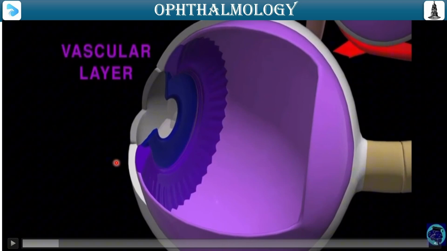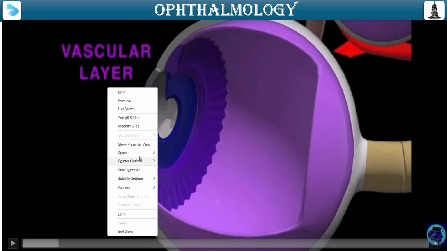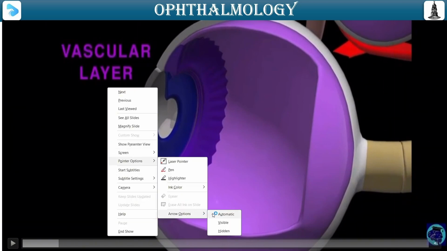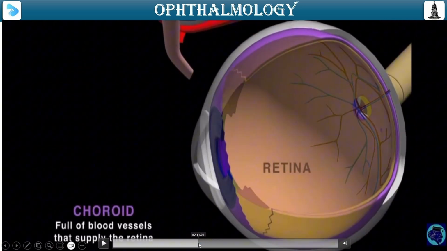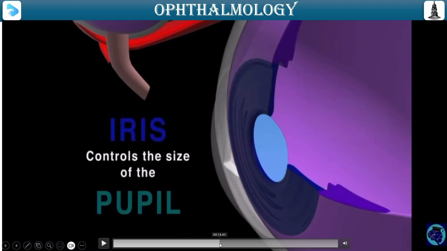Okay, let me give you some fast info about each one of them. If we look here at the iris, that is the iris. Inside the iris, there is an opening here which is called the pupil. Inside the iris, there are 2 kinds of muscles. These muscles are responsible for the size of the pupil, and the size of the pupil depends on the amount of light that we want.